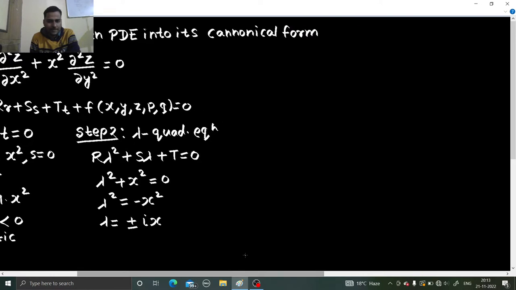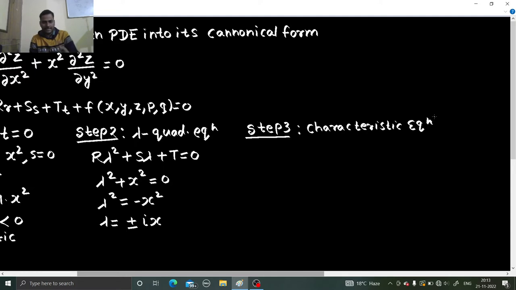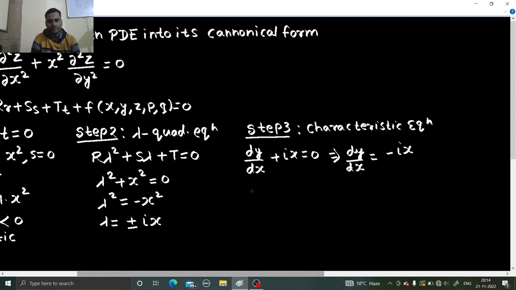Coming to step number 3, which is to write the characteristic equation. What we do: dy by dx plus lambda 1 equals to 0, solve it. Dy by dx plus lambda 2 equals to 0, solve it. So dy by dx plus lambda 1, which is 0 plus iota x, that means iota x. Let's try to solve this. So we can write dy by dx equals to minus iota x, so dy equals to minus iota x dx.